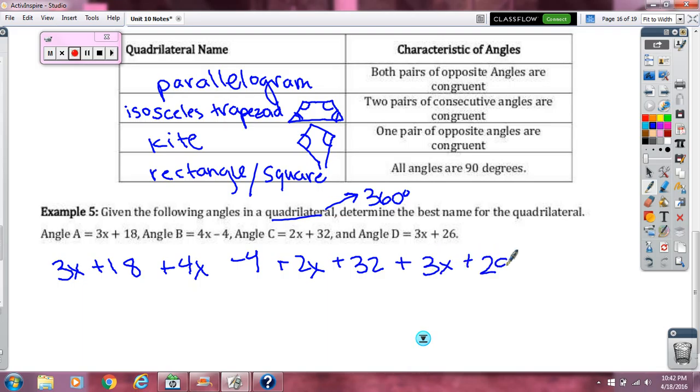And then when I'm done figuring out what x is, whoa, that was almost bad. When I'm done figuring out what x is, I can plug it back in and see how big each of those angles actually are. So first thing I'm going to do is just go through and combine some like terms. So I've got 3x's, 4x's, 2x's, and 3x's, 12x's. And then I've got 18, -4, 32, and 26. I think that's 72.